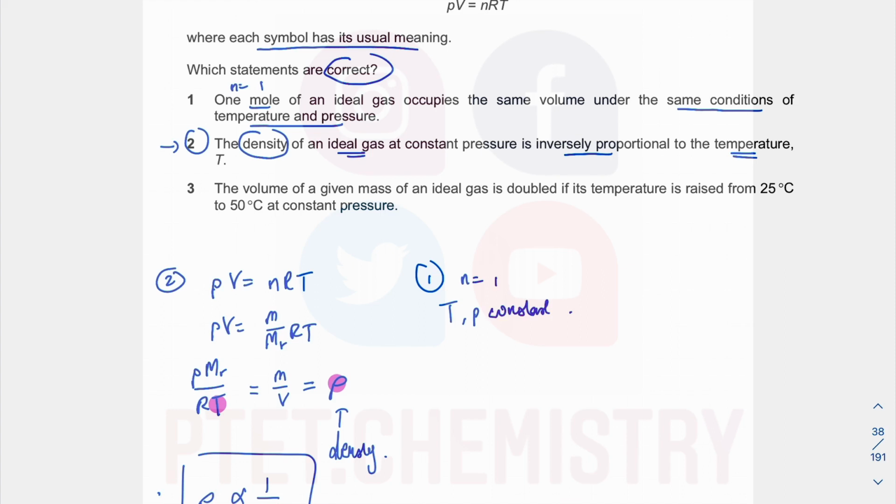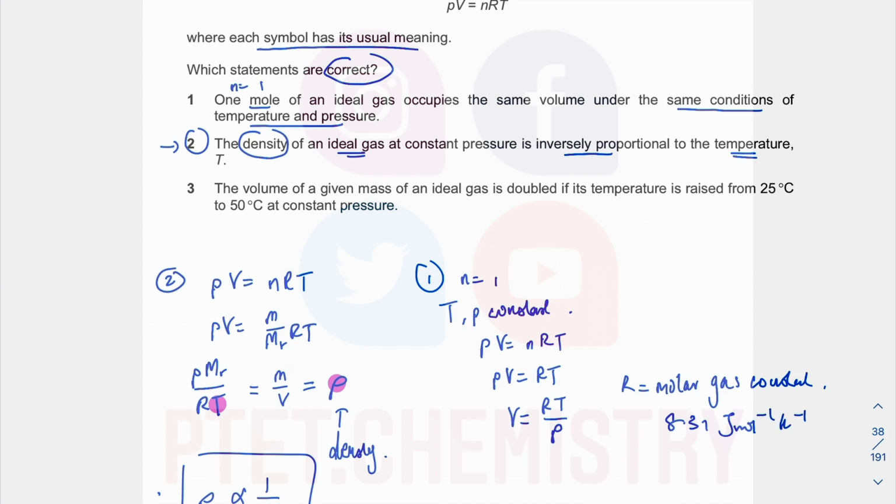You want to see what happened to the volume, right? So PV equals nRT, but n equals 1, so PV equals RT. Then you want to see the volume, so you make volume the subject, so it's RT over P. So we know R is constant because R is the molar gas constant. It has a value of 8.31 joule per mole per Kelvin. It's a fixed value from your data booklet.